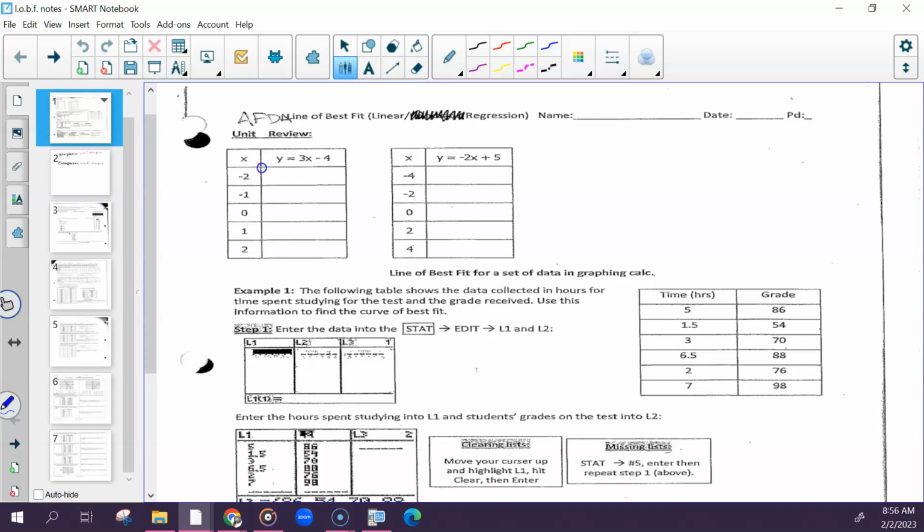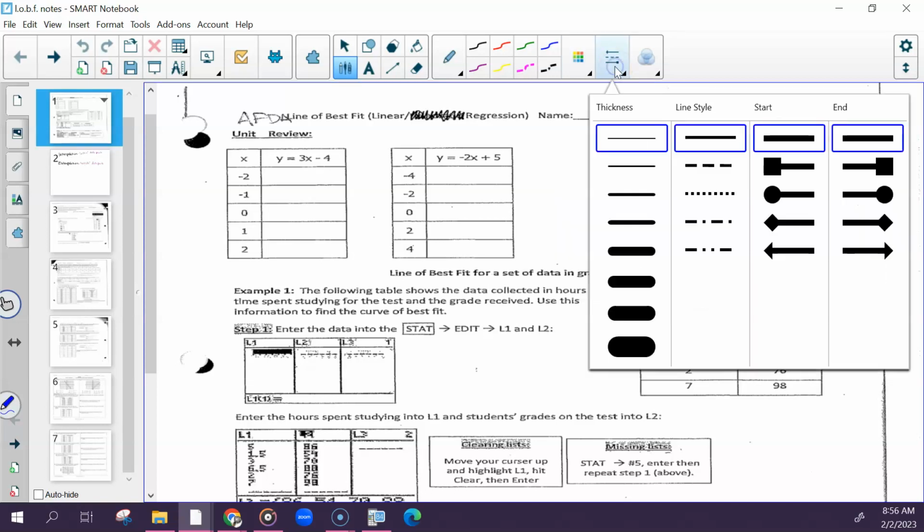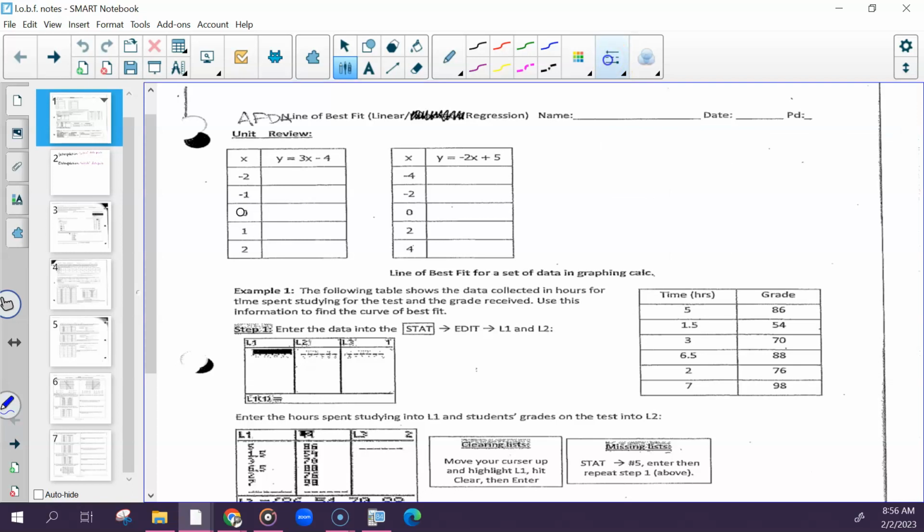So this first table, if we're given this equation, one way to do this would be by hand. Put in all of these x values, find the y values. So we'll do this one by hand. We'll do the next one in the calculator or Desmos. So put in each of these x values where the x is and find your y value. So this will be 3 times -2 minus 4. 3 times -1 minus 4. 3 times 0 minus 4. And so on and so forth.